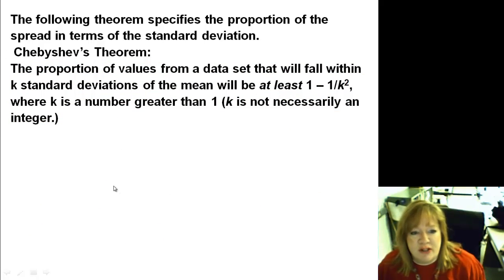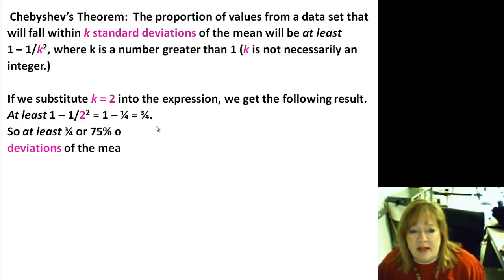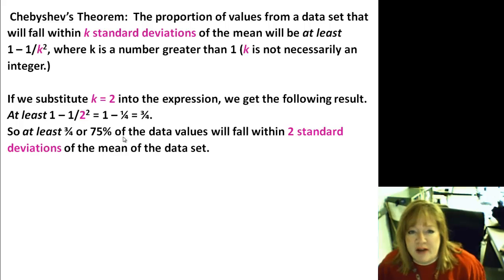So Chebyshev's theorem is this thing about the proportion of values of a data set. Here's how it works. The proportion within k standard deviations of the mean will be at least 1 minus 1 over k squared. So if we substitute k equal 2 into the expression, we get at least 1 minus 1 over 2 squared. If we simplify that, we get 1 minus a fourth equals 3/4. So that means that 3/4 or 75% of the data values fall within 2 standard deviations.